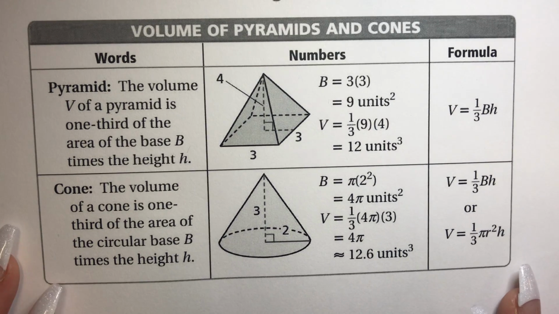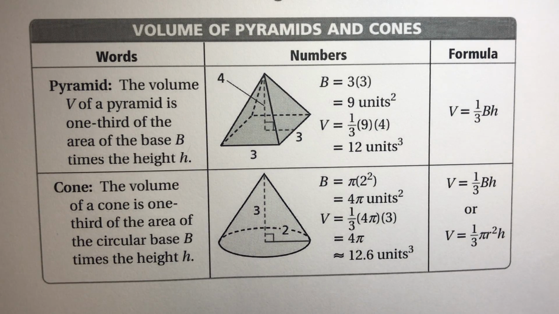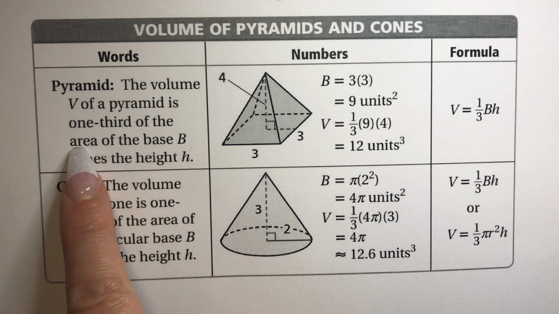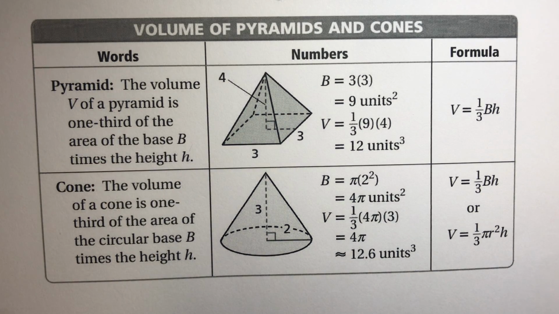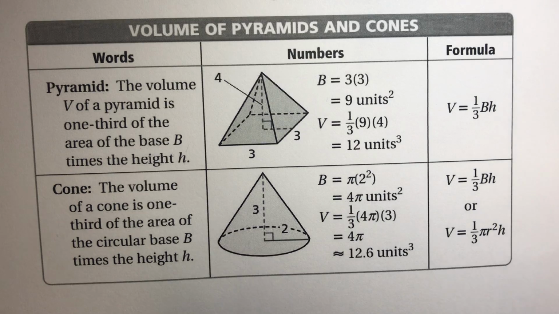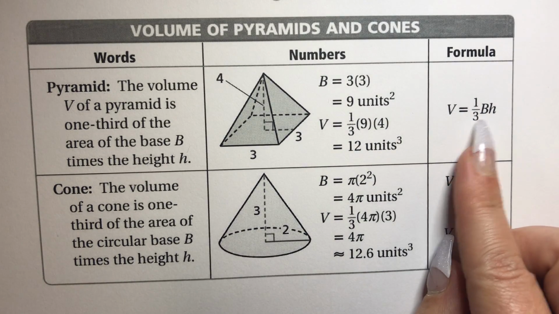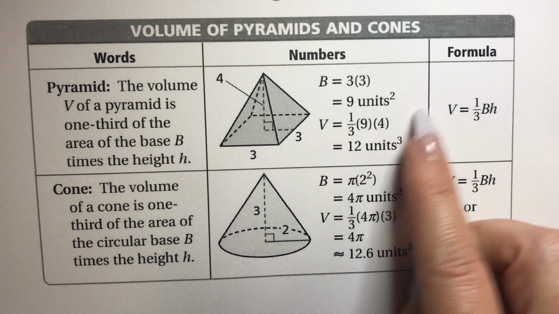And so let's look at the different formulas to do so. So a pyramid, the volume V of a pyramid is 1/3 of the area of the base, B, times the height. Okay, so here we have it. Volume equals 1/3 times the base times the height. Well, what is the base?